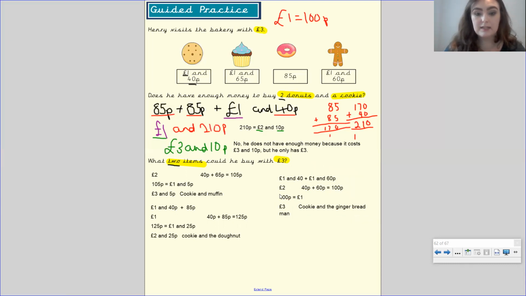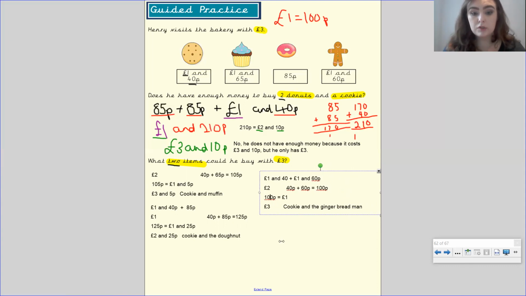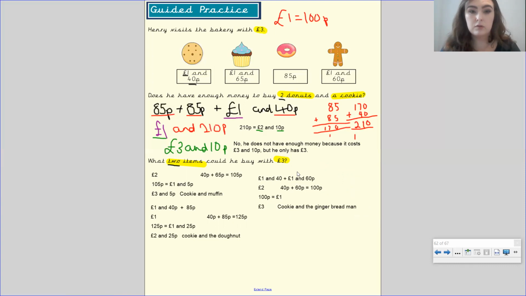Well done if you said yes, he can afford it. So there are a couple more options as well that you could do to answer, but what I would like for you to do is work them out yourself and make sure that you upload that bit to Tapestry. So you need to work out and see if the muffin and the donut could be, or the muffin and the gingerbread man, and there are some other options as well.